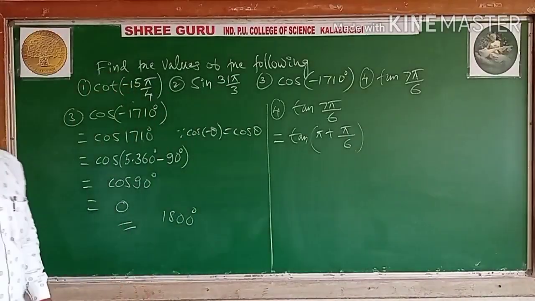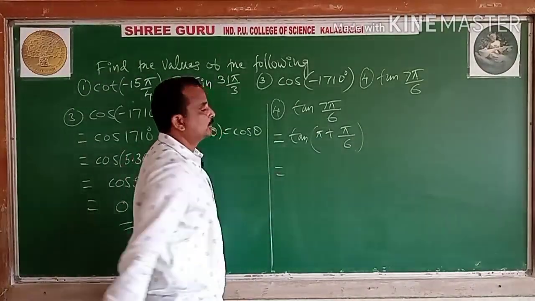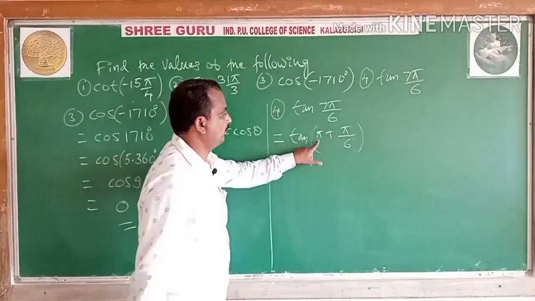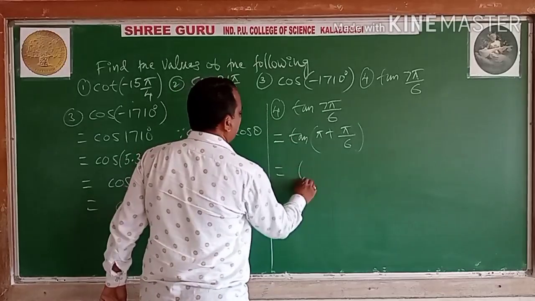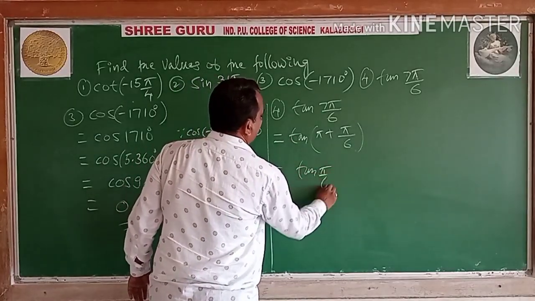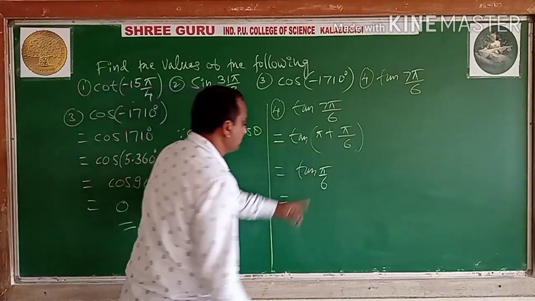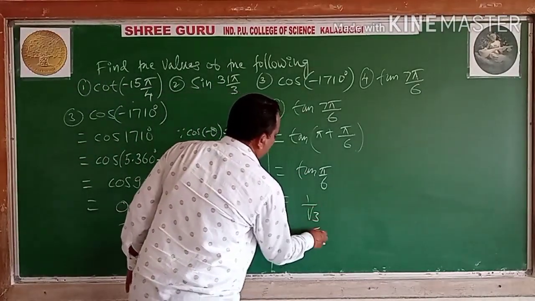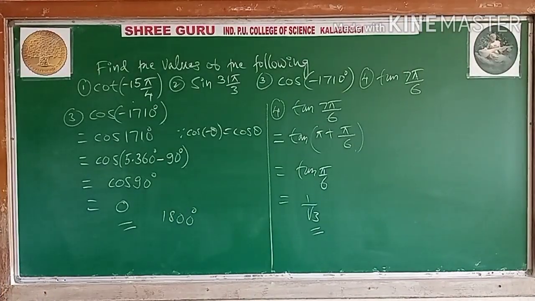Pi plus pi by 6. Then what is it? Third quadrant. Pi plus means 180, pi plus, third quadrant. In the third quadrant, is tan positive or negative? Positive. Tan of pi by 6 only. What is tan pi by 6? Pi by 6 means 30 degree. What is the 30 degree value? 1 by root 3. 60 is root 3, 30 is 1 by root 3. So this is the fourth example. Like that you should calculate, students.